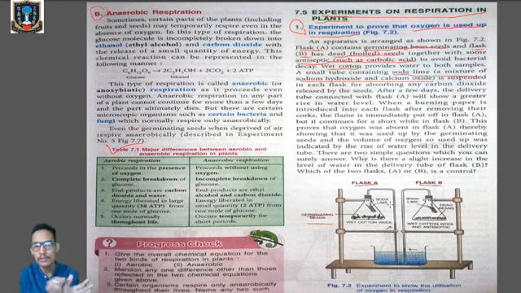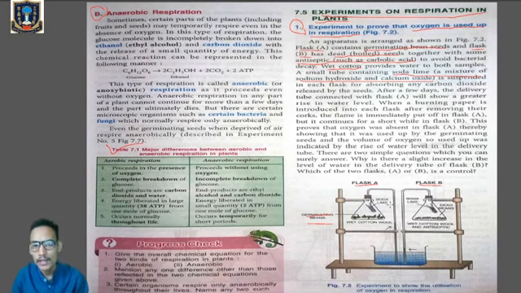Those are the requirements: flask A and B, germinating seeds, dead bean seeds, antiseptic, for example carbolic acid. We require wet cotton to provide water. Then we require a small test tube that contains the soda lime, a mixture of sodium hydroxide and calcium oxide. Now, listen to the uses of carbolic acid and soda lime.